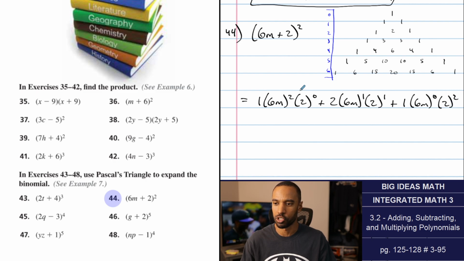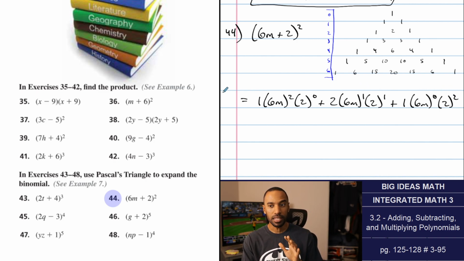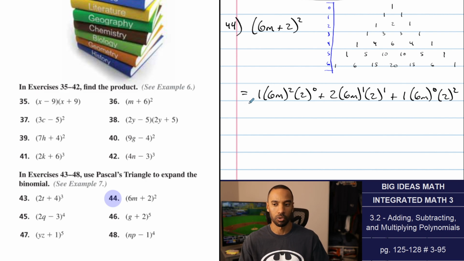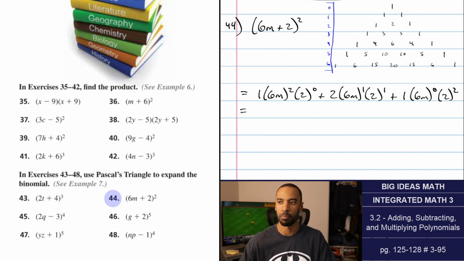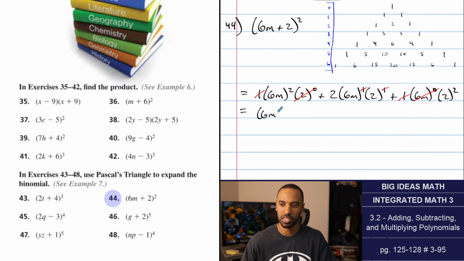As you can tell, the first term goes 2, 1, 0. The next term goes 0, 1, 2. They increase and decrease that way. I bring these up again to remind you that 1 times anything is just that thing, 2 to the 0 is just 1, and this is just 1, and this is 1, first power doesn't matter. Now look what this looks like. This looks like 6m squared plus 2 times 6m times 2 plus 2 squared.